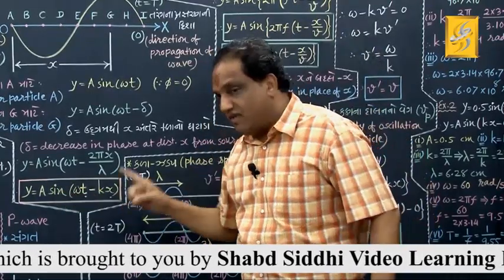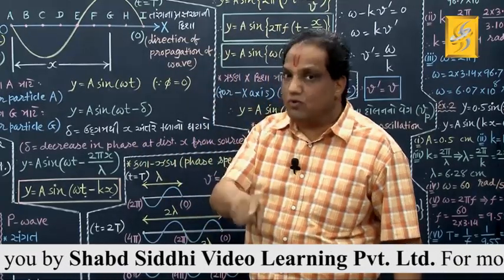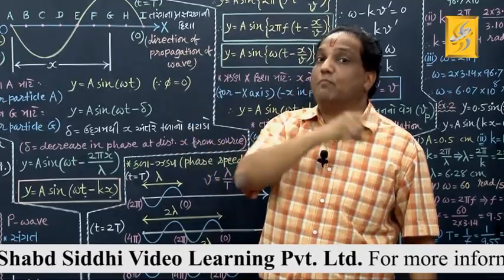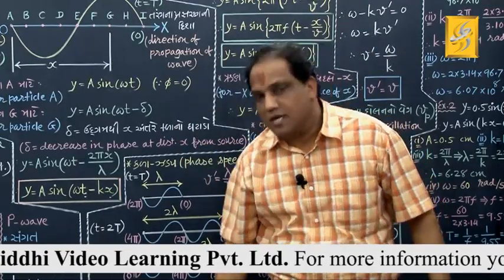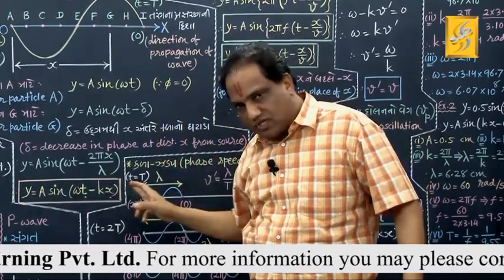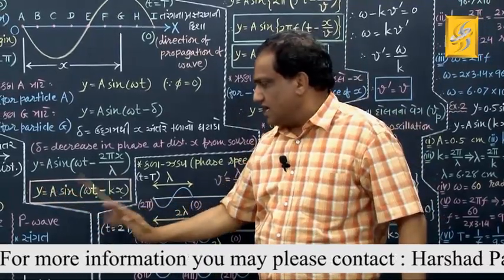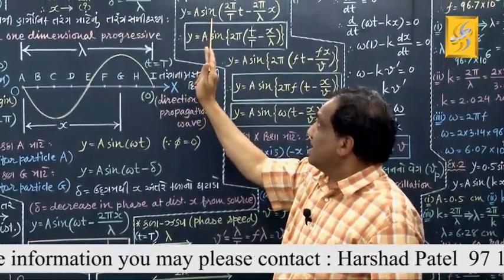So this is nothing but the wave equation for a wave which is one dimensional, progressive, harmonic and propagating along the positive x-axis. Correct? But now let us obtain some other equivalent formats of the same equation. I am showing you how to get it. Very simple. Y equals a sine as it is.